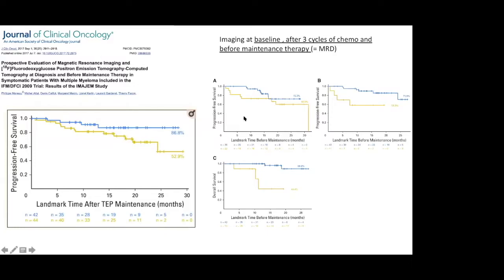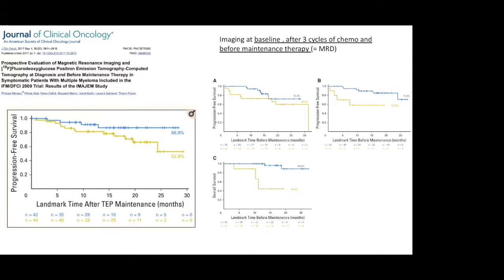So they did whole body MRI. They compared whole body MRI without diffusion, I have to say, just whole body MRI, and compared it with PET. They did it at baseline, after 3 cycles of chemo, so mid-chemo, and before maintenance therapy. And that last one would be the time point to pick up MRD.